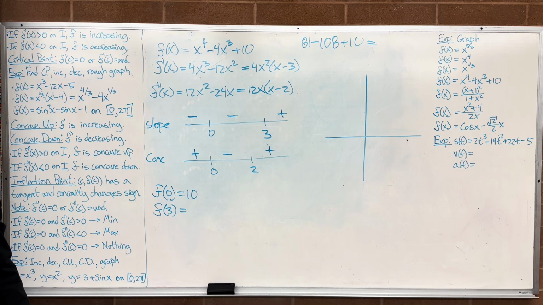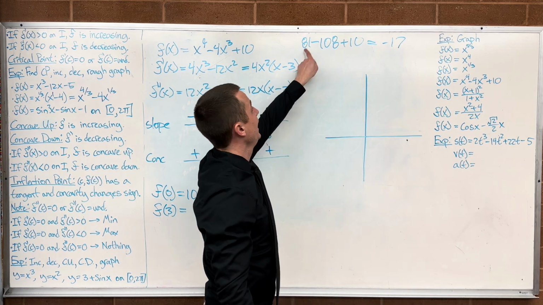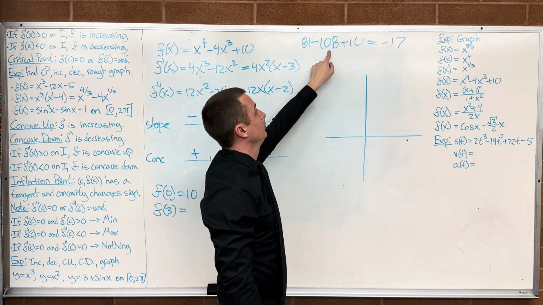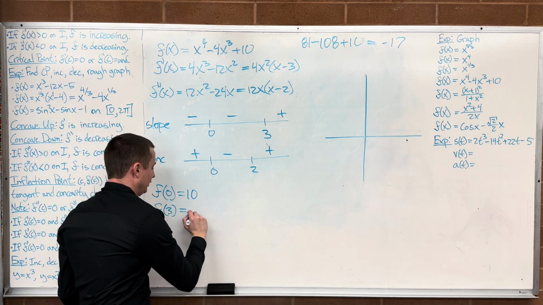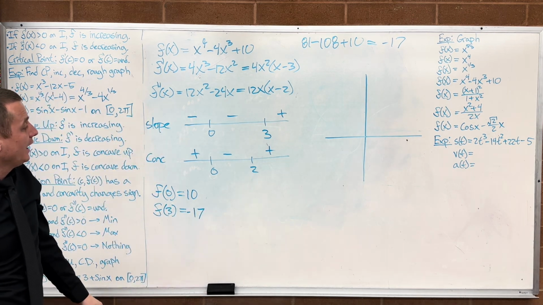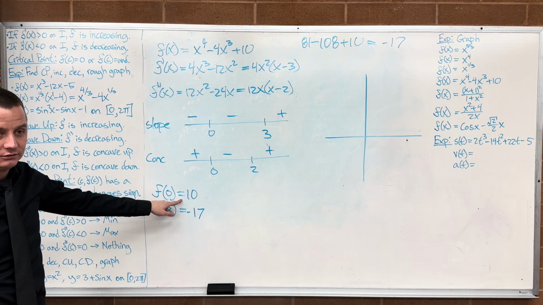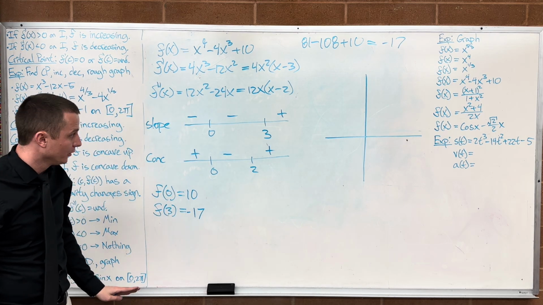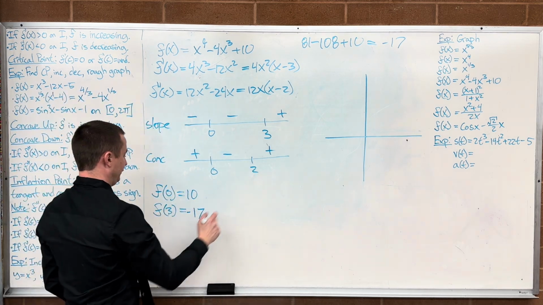So 81 minus 108 is negative 27, plus 10 gives negative 17. Okay, so that's negative 17. The f of 0 here, is that going to be a local max or a local min or what? Neither, it just keeps decreasing there. The slope is 0 there for a little bit. It's going to be an inflection point. Oh, really quick, let's get f of 2.